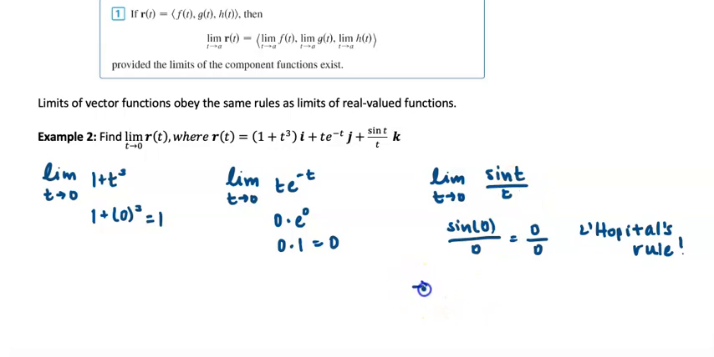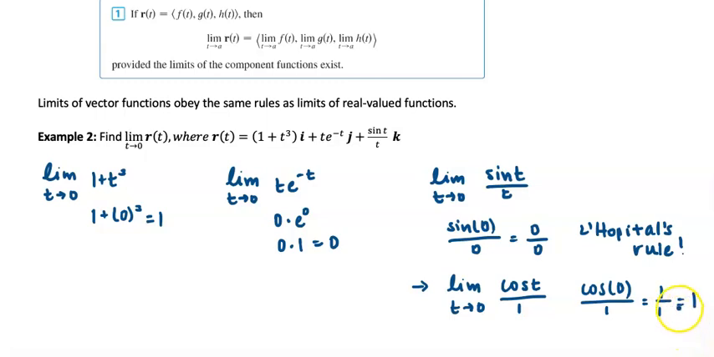So when I take the derivative of the numerator and derivative of the denominator, I get the limit as t approaches 0 of the derivative of sine of t, which is cosine of t. The derivative of t is 1. So now let's try plugging in this value of a into our expression, and we get the cosine of 0 over 1. I know the cosine of 0 is just 1, and so our limit is 1.